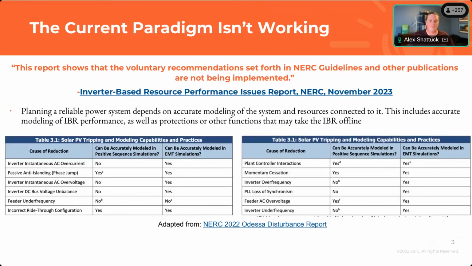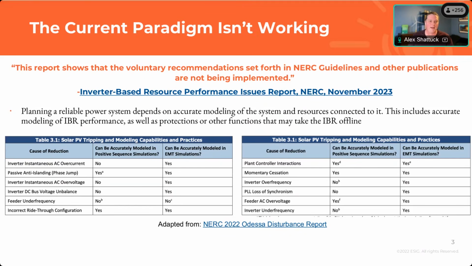So to show more of this fact that the paradigm isn't working, NERC released 3 alerts on inverter-based resources: one level 2 alert for performance, another level 2 alert for modeling considerations, and a third alert, a level 3 alert, which combines the two and gives essential actions. But the findings from that first report show, and this is a quote that I wrote for that report, that the voluntary recommendations, those set forth in NERC guidelines, other publications, the NERC IRPS, all those white papers, are not being implemented.